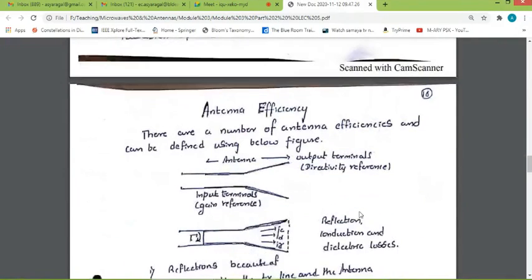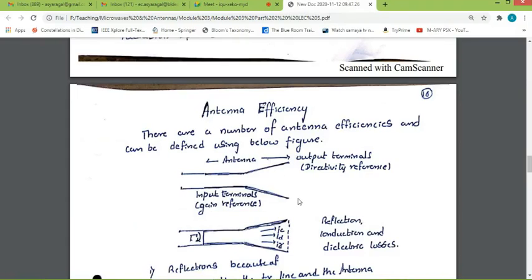Now let us understand another parameter, that is antenna efficiency. What is efficiency here? How much the antenna is efficient, how much it is going to transmit the signal. If we consider the input terminals of an antenna, we are looking into how much the gain efficiency is there. If I consider the output terminal of an antenna, we are trying to understand the directivity efficiency, how much directivity we are having.